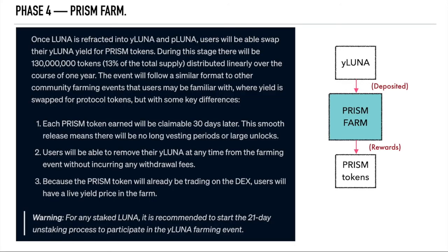Phase 4 is Prism Farm. Now we have Y Luna and P Luna available after refraction. You can deposit Y Luna into the Prism Farm to get the Prism tokens as reward. In this phase, a total of 130 million tokens are available during the farming phase. These Prism tokens are distributed linearly over the year. The Prism tokens earned can be claimed after 30 days. Secondly, users can remove their Y Luna at any time from the farming event without incurring any withdrawal fees.